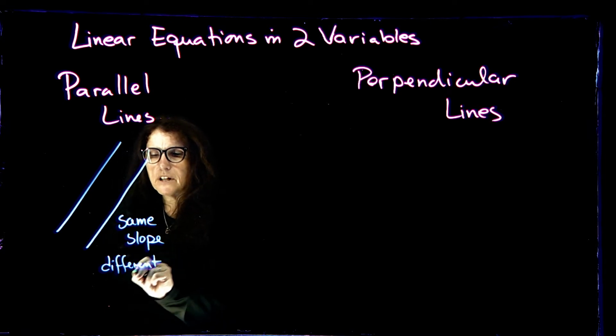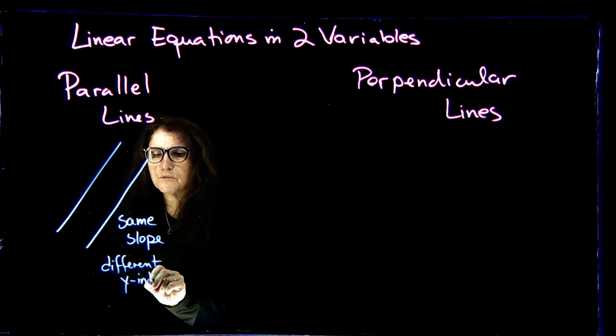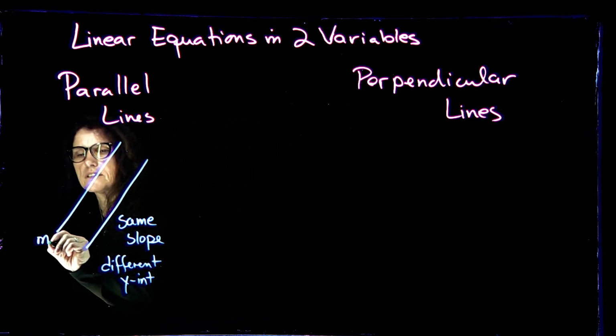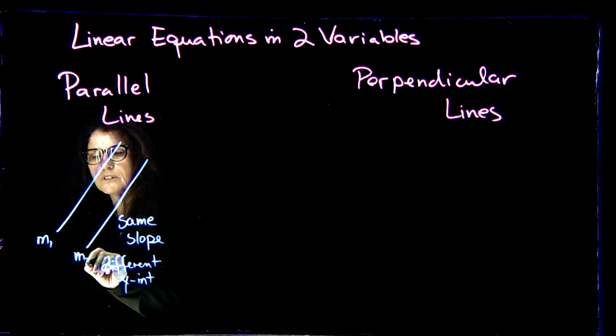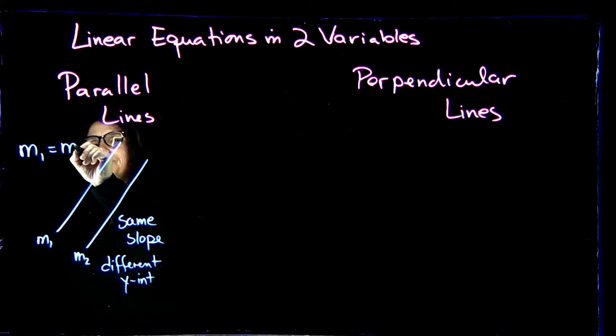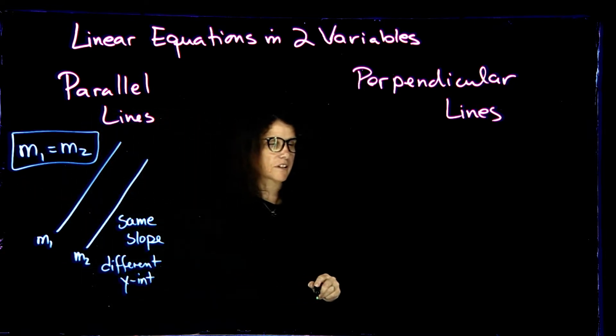but the slope is the same, which is kind of nice. So let's say this is slope 1, and here for line 2 we have slope 2. M1 is equal to M2. They have to be the same. Easiest problem you ever get.